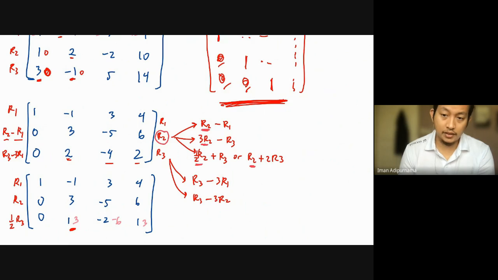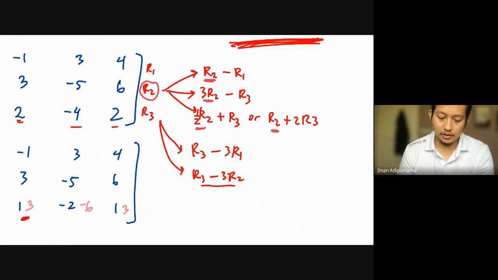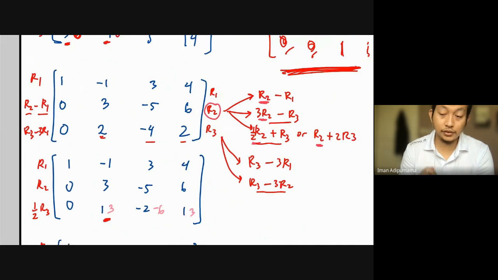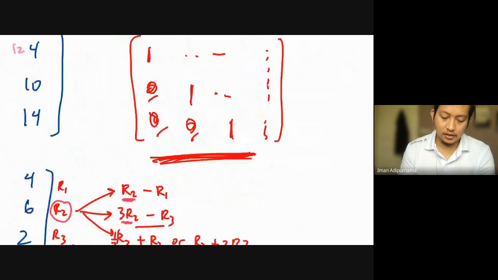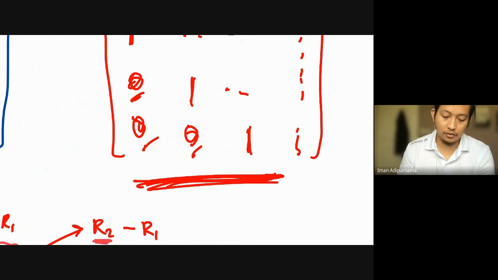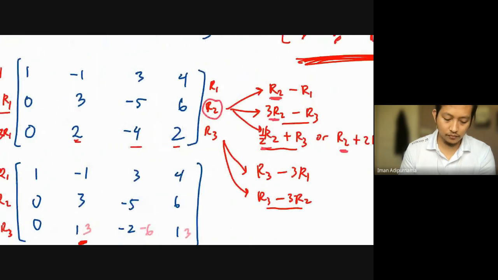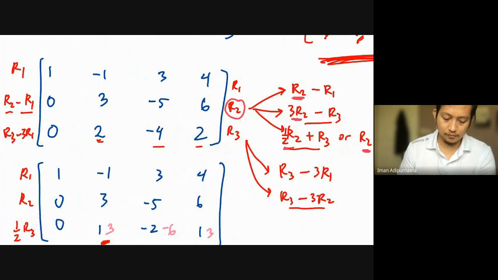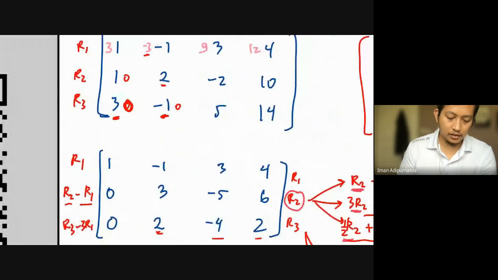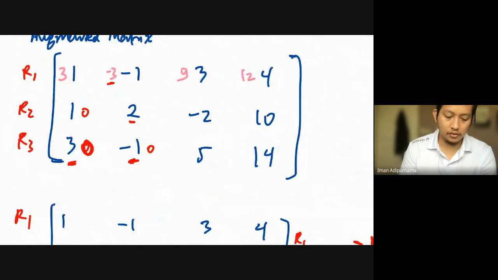And I'm recommending you to check the other methods. For example, you try this one, try this one, or try this one, and try to solve it, making the goal that the left bottom here is 0, 0, and 0. Okay. We can have R3 minus 3R1 or minus 3R2, to make the bottom one 0.